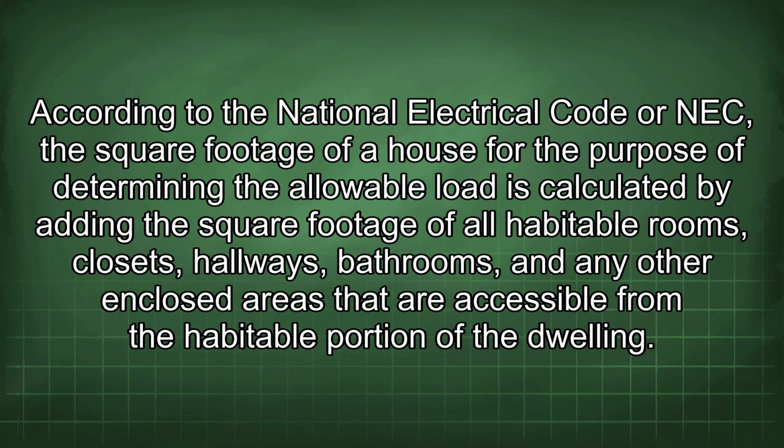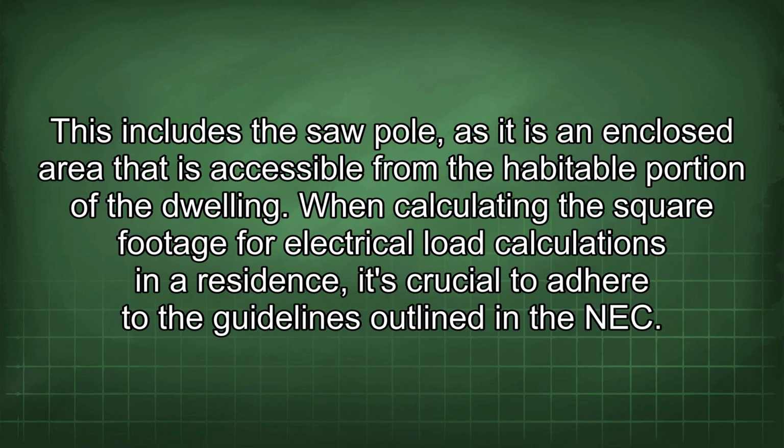According to the National Electrical Code, or NEC, the square footage of a house for the purpose of determining the allowable load is calculated by adding the square footage of all habitable rooms, closets, hallways, bathrooms, and any other enclosed areas that are accessible from the habitable portion of the dwelling. This includes the sub-hole, as it is an enclosed area that is accessible from the habitable portion of the dwelling.